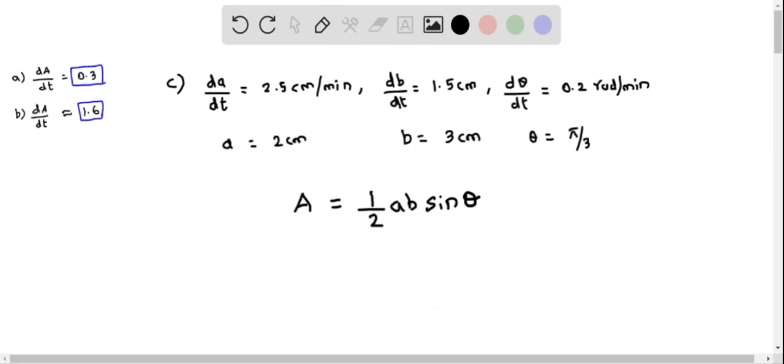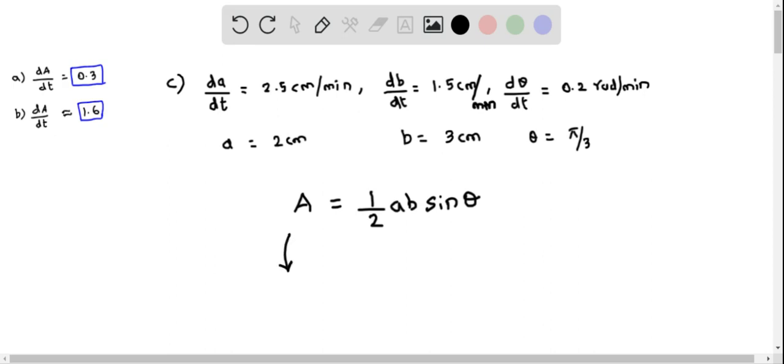In part C, we observe that all the three quantities, that is a, b, and theta, change. That is, a increases at the rate of 2.5 centimeters per minute, b increases at the rate of 1.5 centimeters per minute, and theta increases at the rate of 0.2 radians per minute, which means we have to consider that all the three quantities are changing.